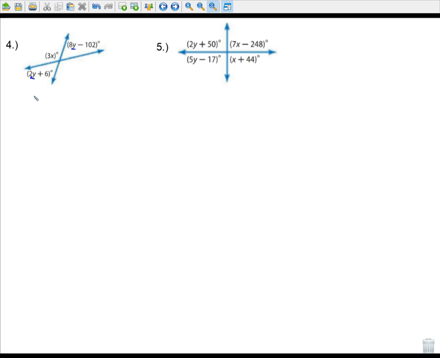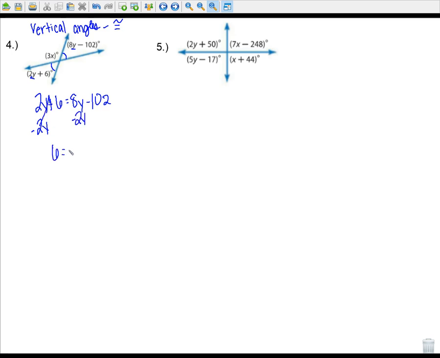Okay, number 4 here. So what we do is we've got vertical angles, which means they are congruent. So we have our loop marks on here. What we're going to do here is say 2y plus 6 is equal to 8y minus 102. Since these are vertical angles, we know vertical angles are congruent or equal, so we set them equal. Subtract the smaller variable here.